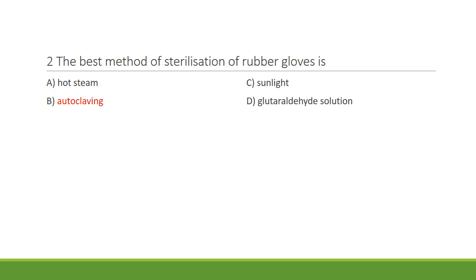Next question is the best method of sterilization of rubber glove is. Options: A hot steam, B autoclaving, C sunlight, and D glutaraldehyde solution. The correct option or the right answer is autoclaving.